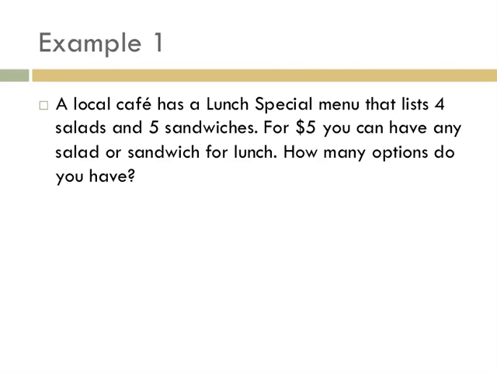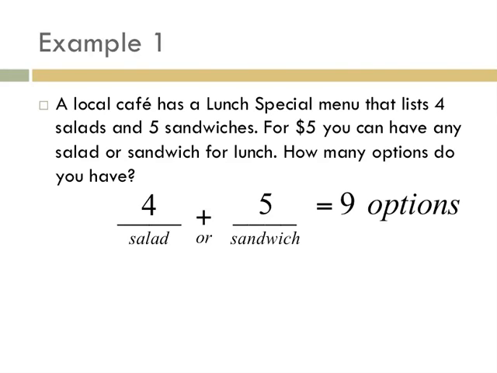Well, if it's an or, salad or a sandwich, you just add them together. So 4 salads or one of 5 sandwiches. So altogether, 9 options. Okay, that's a pretty straightforward example, but just so you can see how we're using that and or in terms of adding or multiplying to find how many options we might have when this is a counting principle. How do we count out how many different options there are, how many possibilities there are? Let's take a look at example 2.